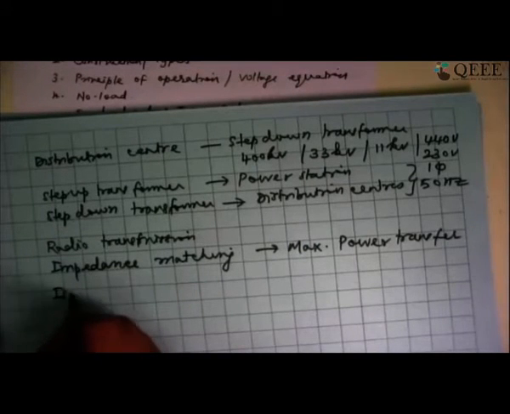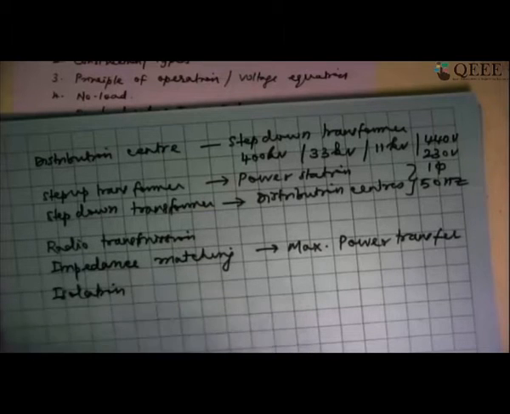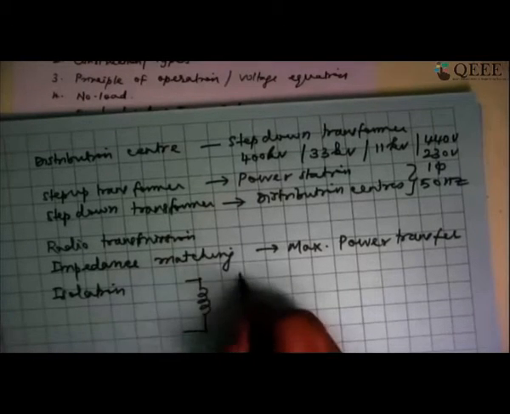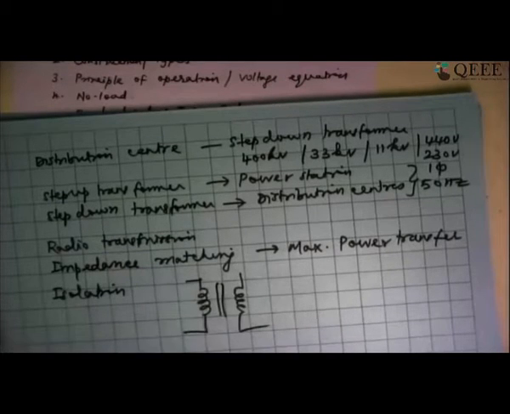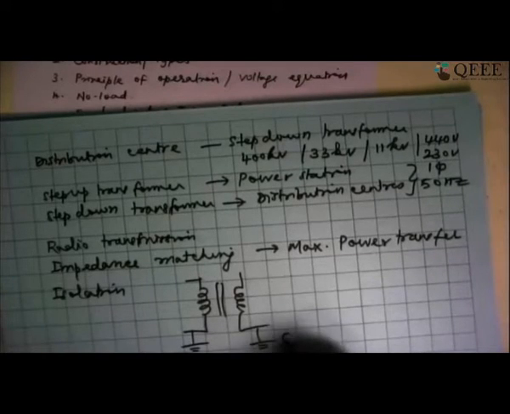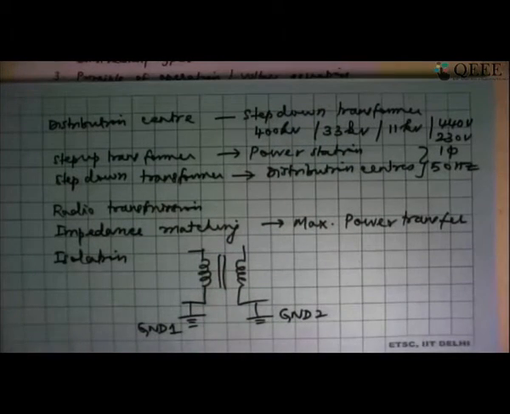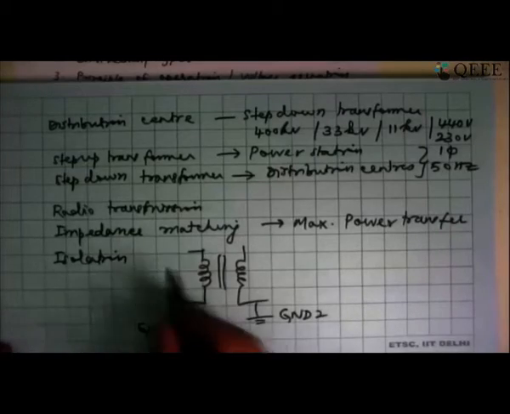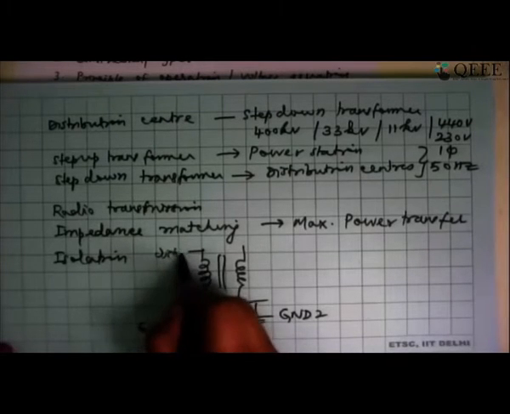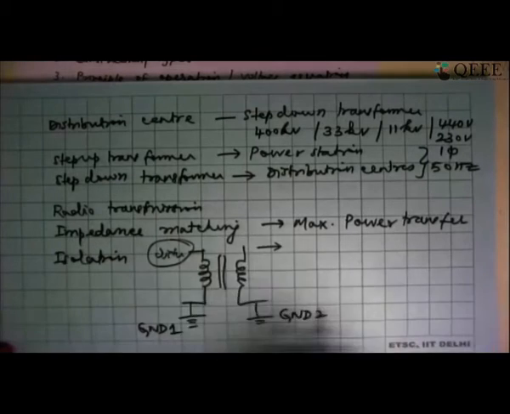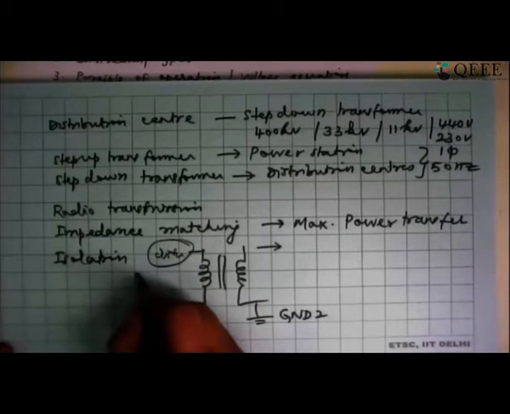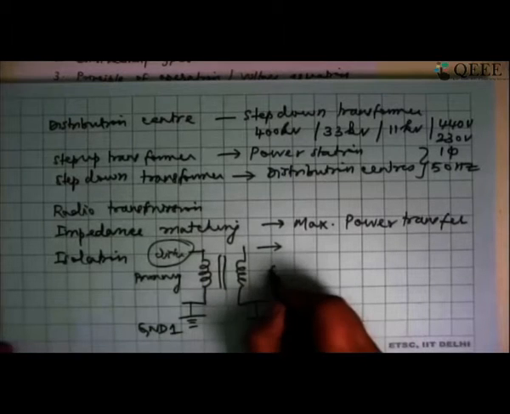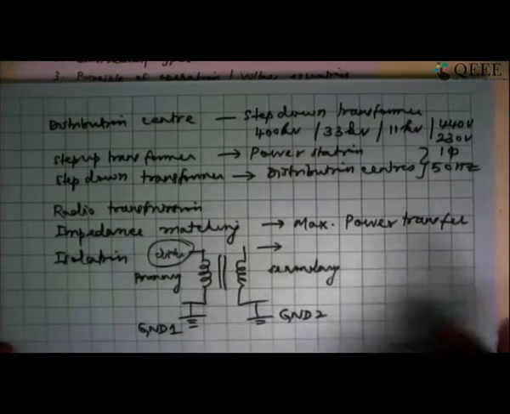I may also require isolation. That is, if I talk about a transformer, I am going to have a primary winding and a secondary winding. There is no common ground. If I call this ground 1 and this ground 2, ground 1 and ground 2 are isolated completely from each other. They are not electrically connected together. That's the reason why we say that isolation can be provided. So any disturbance that occurs on the primary side will not affect the secondary side at all. That is the major advantage of having a transformer.